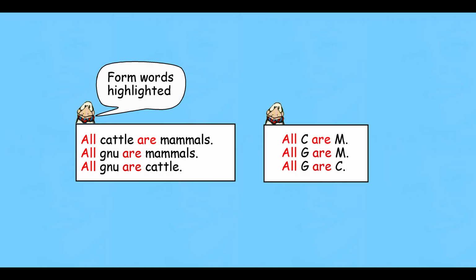I substituted C for cattle in the first premise and in the conclusion, M for mammals in the first and second premise, and G for GNU in the second premise and the conclusion, and that gave me my rendition of the logical form of the argument.